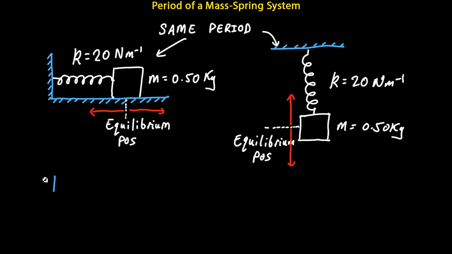So the formula for the period for this type of system, this type of oscillator, is the period is equal to 2 pi multiplied by the square root of the mass of the spring divided by the spring constant. There is no term for the gravitational acceleration in this formula. And so this indicates that it doesn't matter which direction or which gravitational field your mass spring system is in, they're going to oscillate at the same rate so long as the mass and the spring constant are the same.